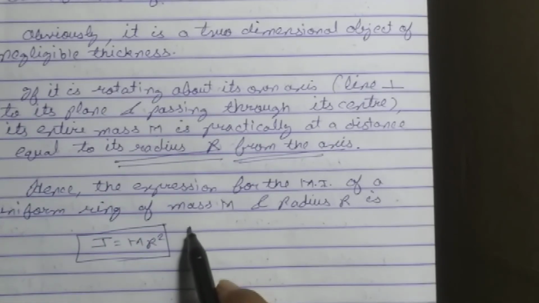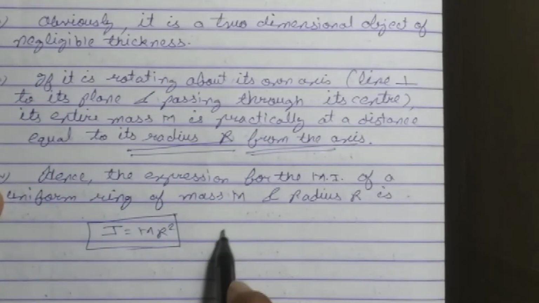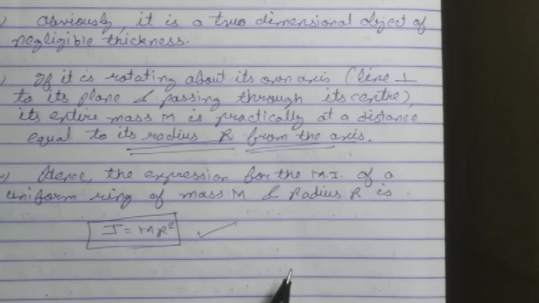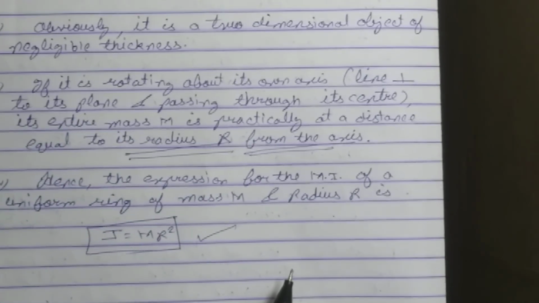Hence, the expression for the moment of inertia of a uniform ring of mass M and radius R is given by I equals MR square. Students, remember the formula. Hope you understood the lecture. Thank you very much.